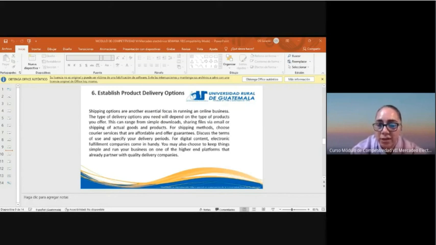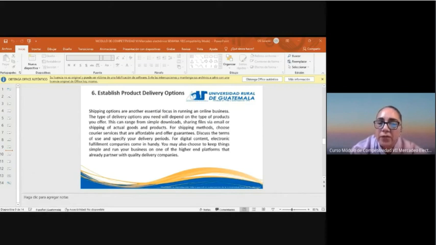For digital content, electronic fulfillment companies come in handy. You may also choose to keep things simple and run your business on one of the highest end platforms that already partners with qualified delivery companies. So, establish the delivery options.